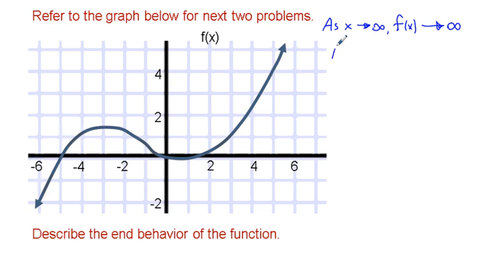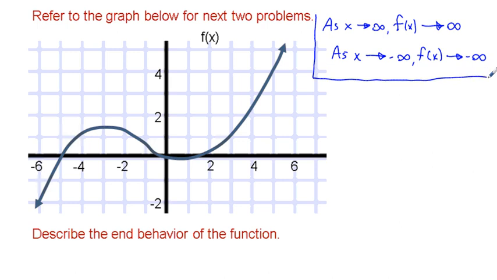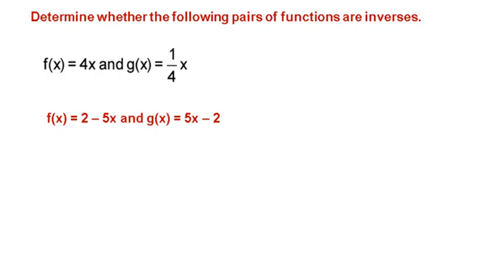And as x approaches negative infinity, so going the opposite direction, going toward the left, f of x approaches, represented by this arrow, negative infinity. So there they are. These are our answers for this one. Next, determine whether the following pairs of functions are inverses. I think in your test you're going to have 4 pairs to look at.